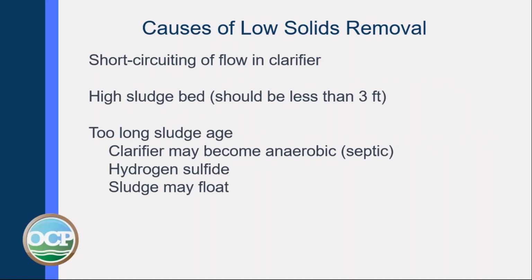Causes of low solids removal would be short circuiting in your clarifiers. You need to make sure that you're using all of your clarifier volume to slow down the flow coming into the clarifier. If not, you might get short circuiting so you won't get as much solids settling. And remember, if your sludge bed's greater than 3 feet, you'll probably have some solids coming over the weir. So make sure your sludge depth in the bottom of your clarifier stays 3 feet or less.